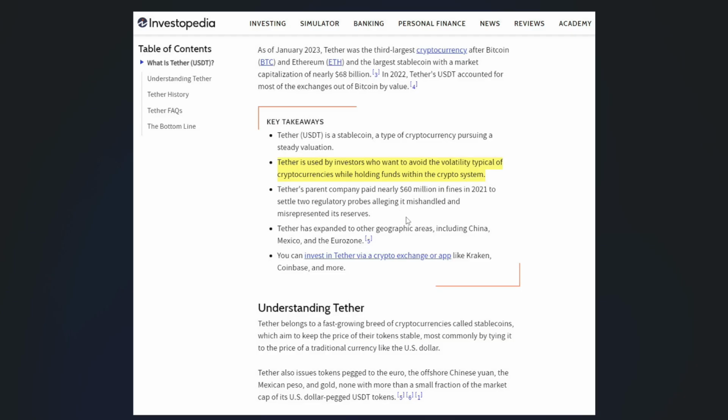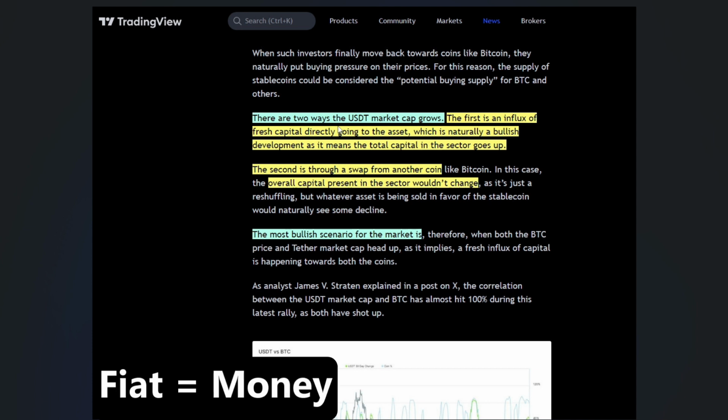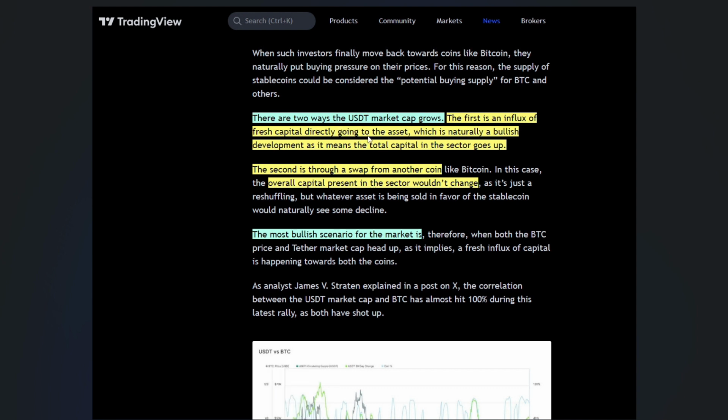So whenever the market's not looking good, there's a lot of volatility. What most traders or investors will do is they'll exit the coin, whether it's Bitcoin or an altcoin, and hold their money in USDT. Now, this is important. There are two ways the USDT market cap grows. The first is when more money is put into the market by buying more of the USDT. So they're exchanging their fiat for USDT. And this is bullish because more money, USDT, is going towards the total market cap.